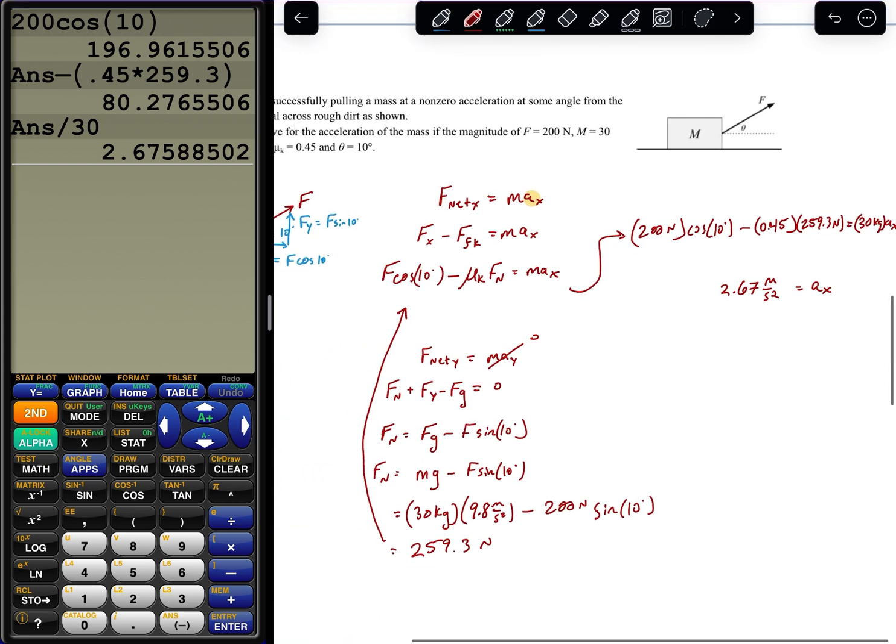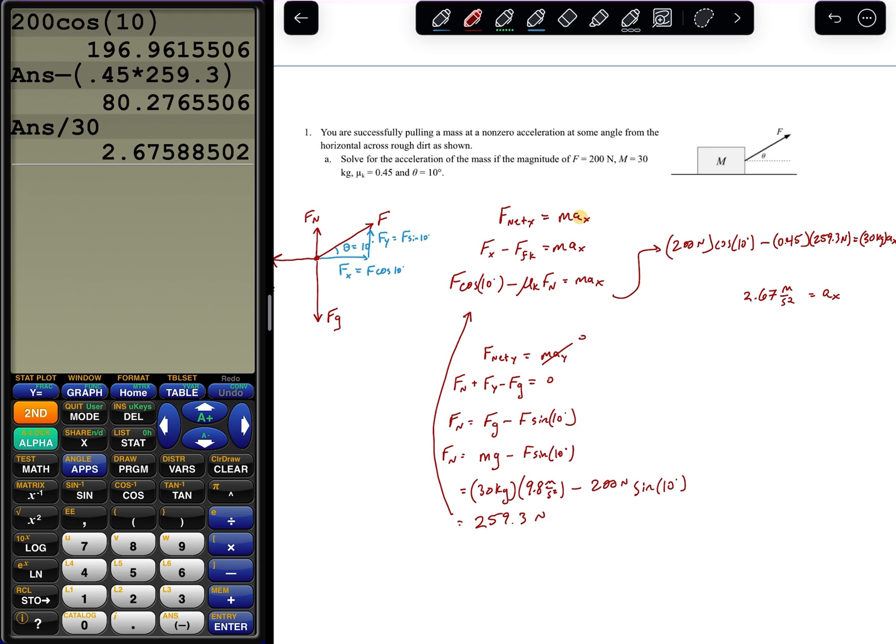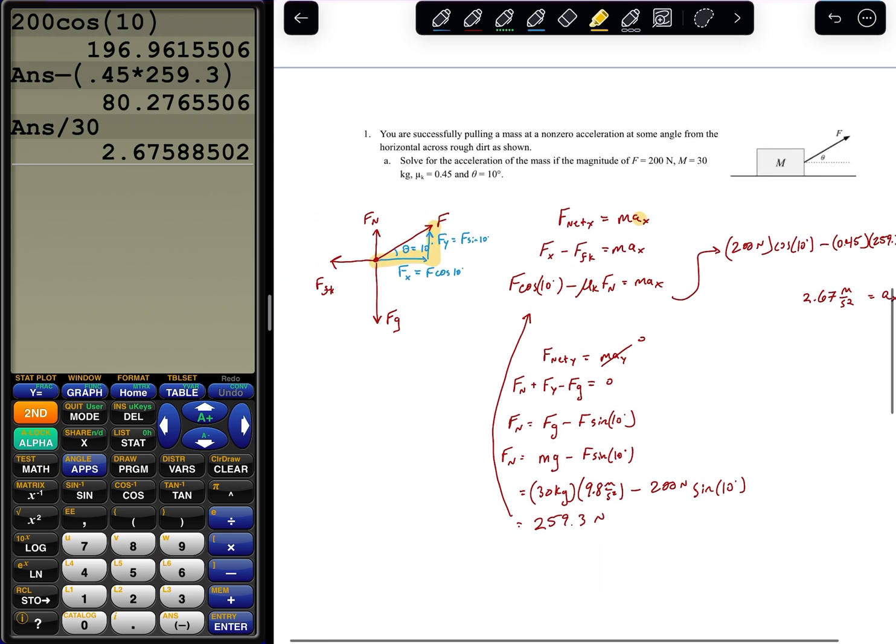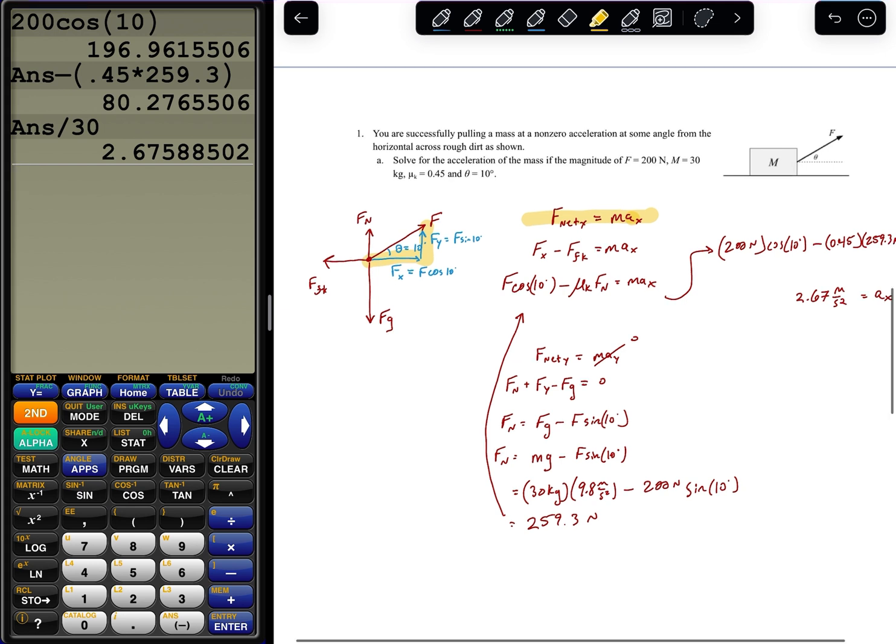Go ahead, and I recommend trying to not follow along and do it on your own. And just remember our steps. First, we drew a free body diagram, and we identified what vectors we needed to split up into components. Then we wrote our two equations of motion, our two Newton's second law problems, F naught in the x and F naught in the y. And then we just solved.